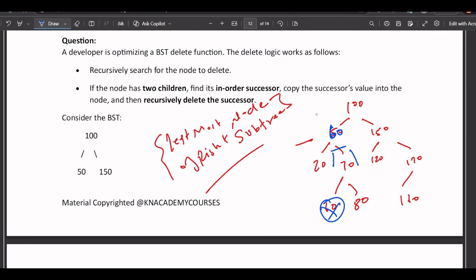Now our tree will look like only this. So now this is deleted. Our tree will look like this: 100, 60, 20, 70, and 80. So the final look of the tree will be like this only. Now this is our tree.